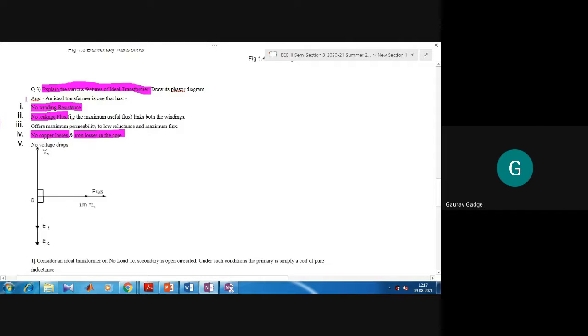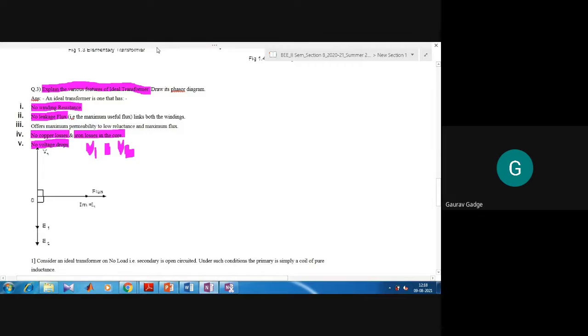Then there is no voltage drop. So it means whatever the voltage we have on the primary side, V1, that same voltage will appear on the secondary side. That is V2.